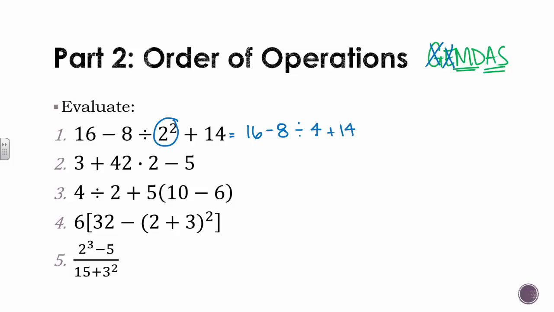So now that I've done exponents, I need to do multiplication and division together. So I'm going to go through and any that I see I'm going to do. So this operation right here means I have to do 8 divided by 4. So the 16 stays the same, the subtraction sign stays the same, but this then becomes 2, and the plus 14 stays the same.